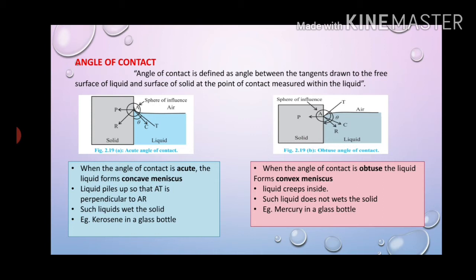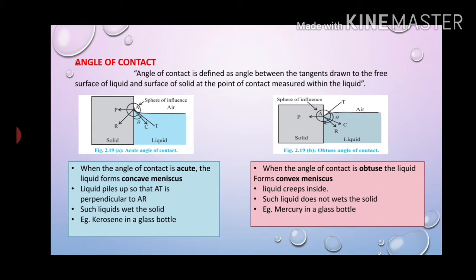This means, as you can see in the first diagram, the liquid meniscus has a curve near the solid. If you draw a tangent to this curve and measure the angle between this tangent and the solid interface, then the angle measured is called the angle of contact. Here you always have to measure the angle of contact within the liquid, that is inside the liquid, not outside the liquid. So this is called the angle of contact.